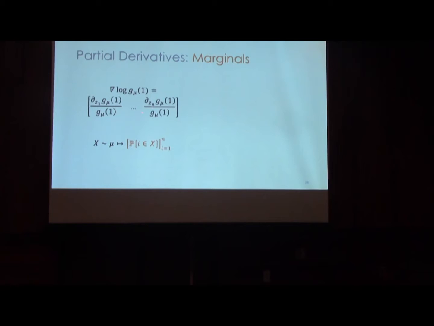So now if I look at the vector of all of these, this would give me the marginals vector, where entry i is the probability of i being inside the randomly selected set. You can see that this is the gradient of the log of the generating polynomial, evaluated at the point 1.